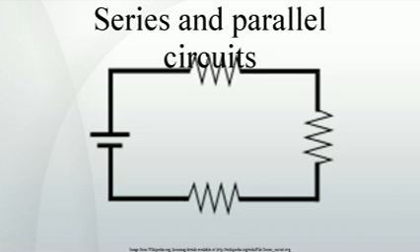Current. In a series circuit the current is the same for all elements. Resistors. The total resistance of resistors in series is equal to the sum of their individual resistances.